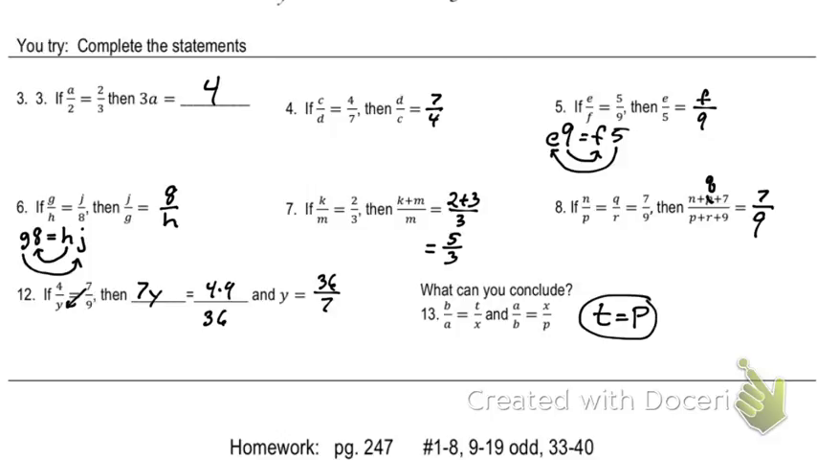So if I did this setup down here, let's go below it. If I just did the reciprocal of just that, I would have A over B equals X over T. Well, nothing changed except for this T and this P. And so that T has to be that P. They have to be the same value.